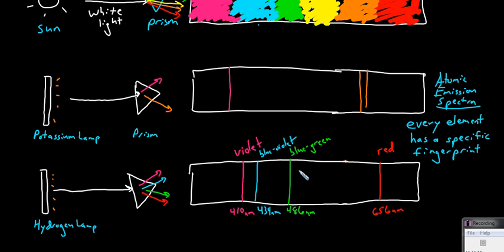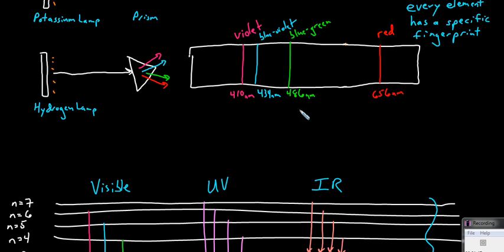These kind of fingerprints belong to each element. Every element has a specific fingerprint. In fact, because different elements have these different atomic emission spectra, we can evaluate what elements are in certain stars by the forms of light that come out, the wavelengths of whatever certain thin lines come out. But yes, you can see that hydrogen, which is our focus today, has only these four visible spectral lines.